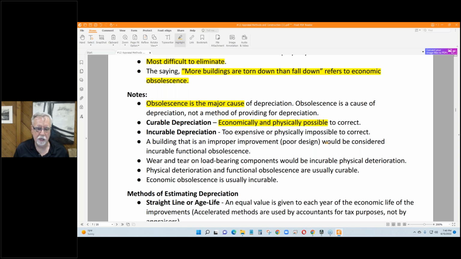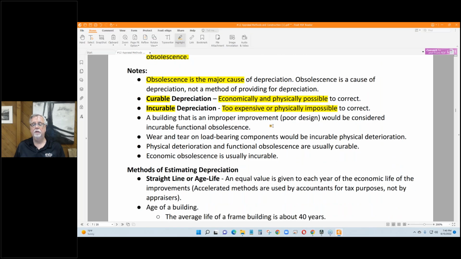If you said to a contractor, could you turn the house around so it's facing in another direction? The contractor says, how much money do you have? Well, you understand, the contractor would say, sure, I could do that, but it may not be economically feasible. So incurable means it is too expensive or physically impossible. And the Department of Real Estate likes to ask questions. Is this curable? Is it incurable? So an improper improvement would be incurable functional obsolescence.